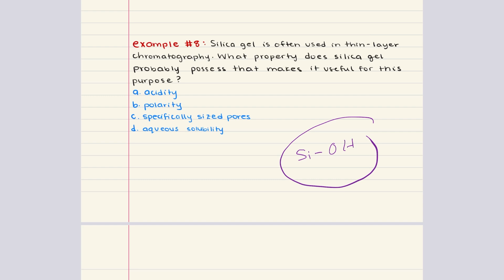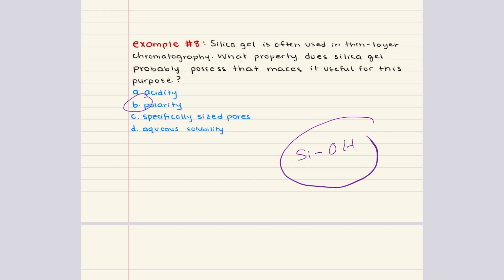So looking at the answer choices, A says acidity. While silica does have some mildly acidic properties, that is not its most relevant feature for chromatography. B says polarity, and yes, this is exactly what makes it such a great stationary phase. B is the correct answer.